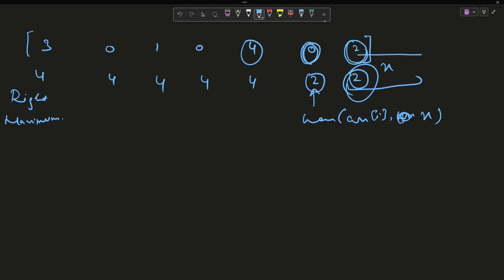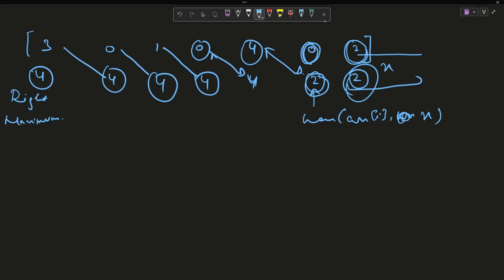Similarly, 4 was only compared with this 2. 4 was maximum, so 4 here. 0 was only compared to this 4 here. 1 was only compared to this 4 here. 0 was only compared to 4 here, 4 here, right?